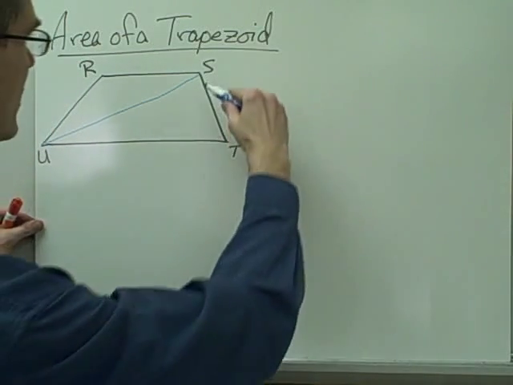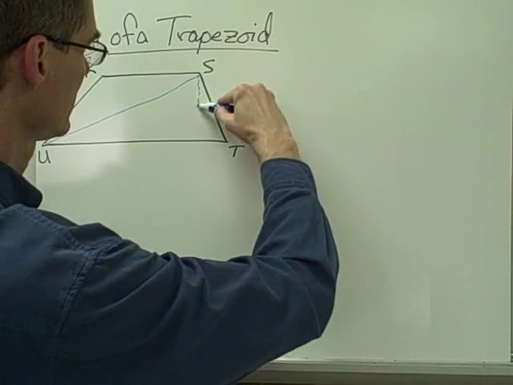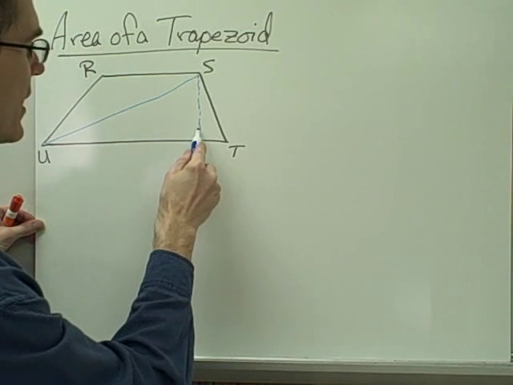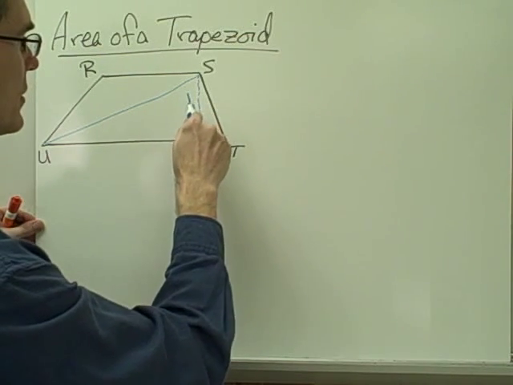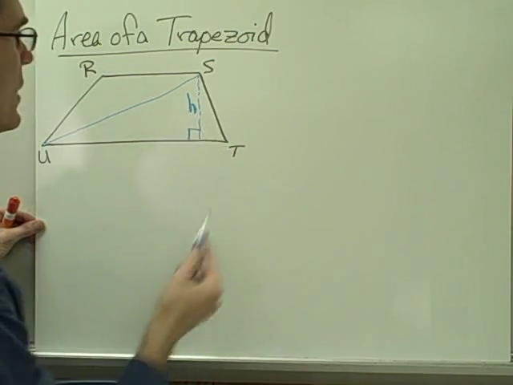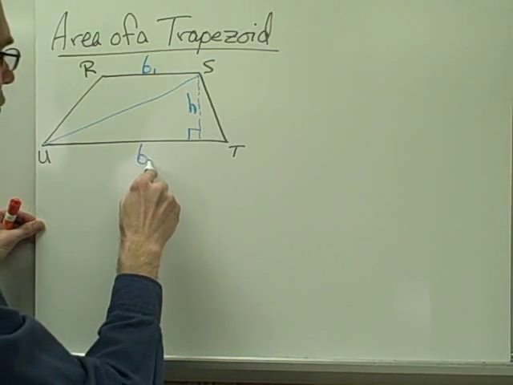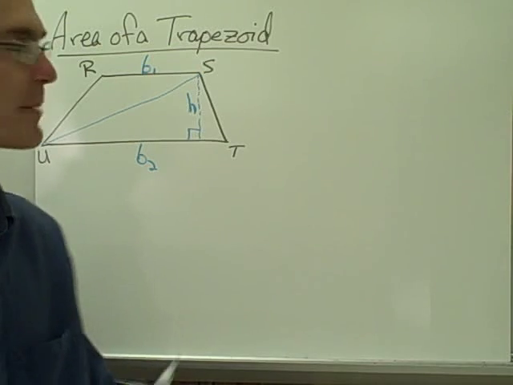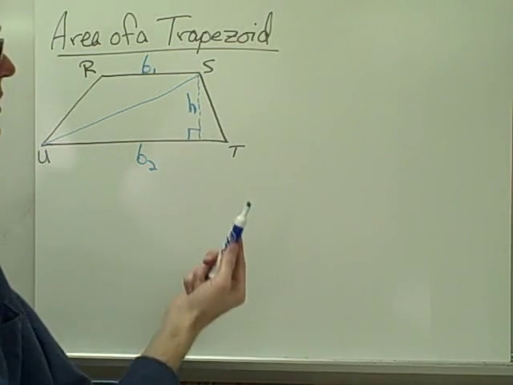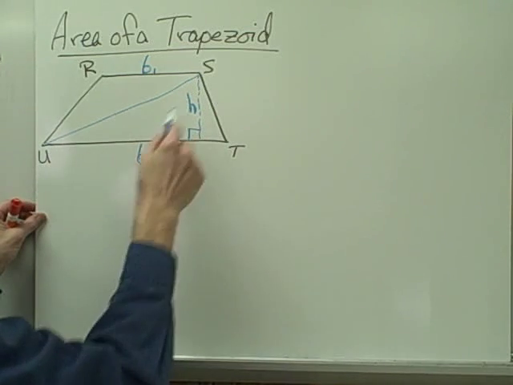And I'm going to note that the height of both of my triangles is right here. In fact, let me call this side here H. And in fact, let me call this B1 and B2 for base 1 and base 2. All right, so these are the two bases of my trapezoid, and this is the height of my trapezoid. Notice that this height, the height of my trapezoid, is also the height of this triangle.